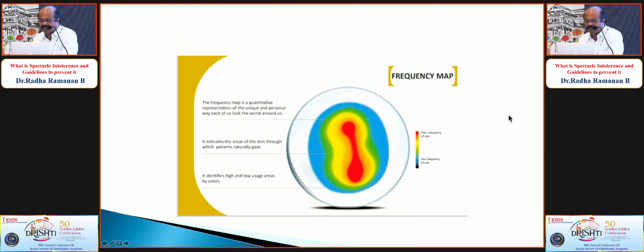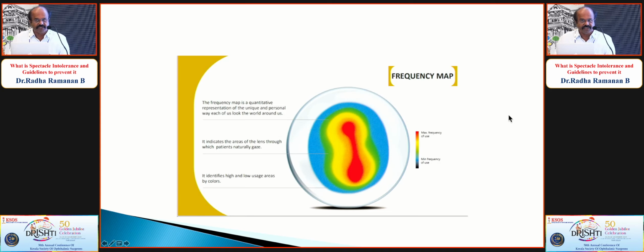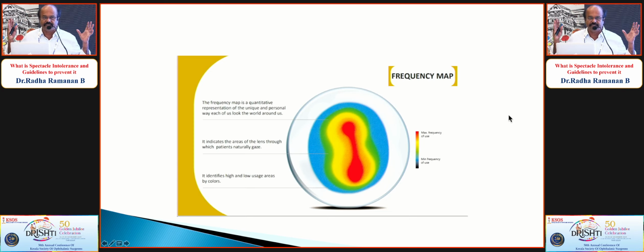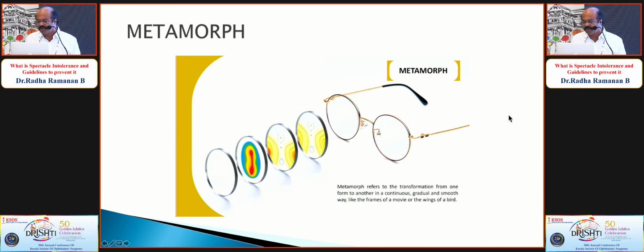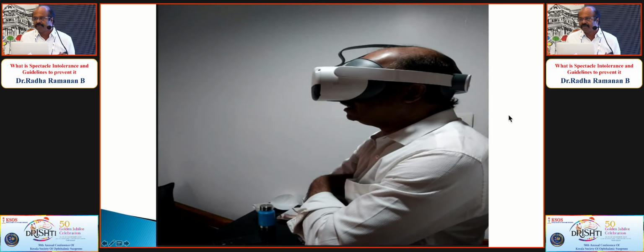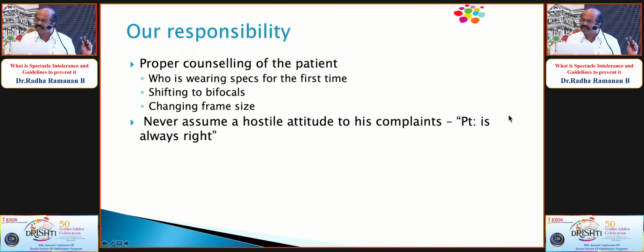You have to ask the patient to wear this. This is a frequency map you get. An image is projected into the AR, VR headset, and according to how the patient moves and looks, the progressive lens will be made. This is the AI-introduced progressive lens. It is now available in Kerala. The metamorphs will come, and I am trying it. So this is a possibility in the field now.